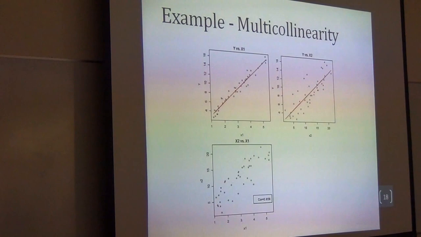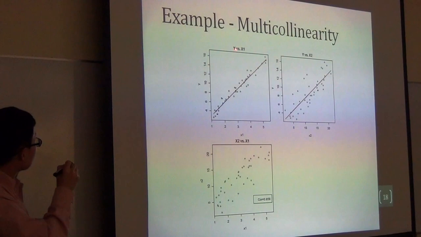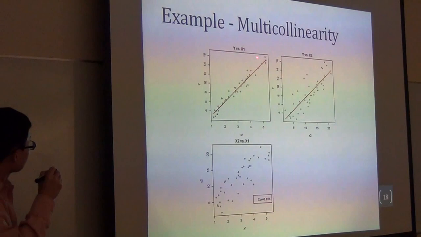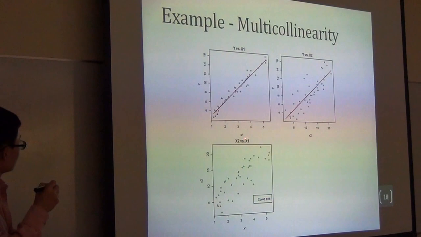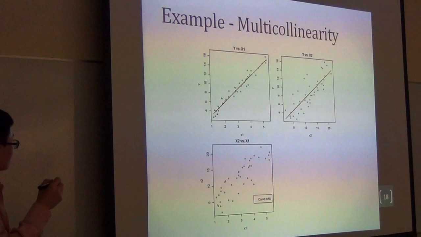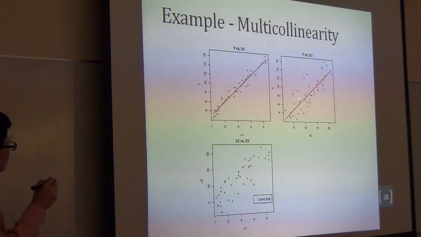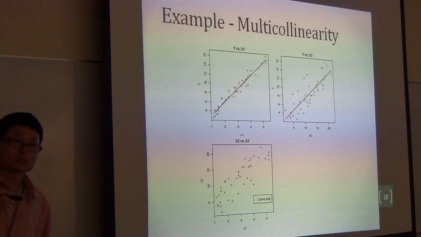So this is an example. Our response variable is y, and we have two predictors: x1 and x2. As you can see, x1 predicts y very well. This is a completely linear relationship. And x2 also has a strong linear relationship with y. So both variables are significant.